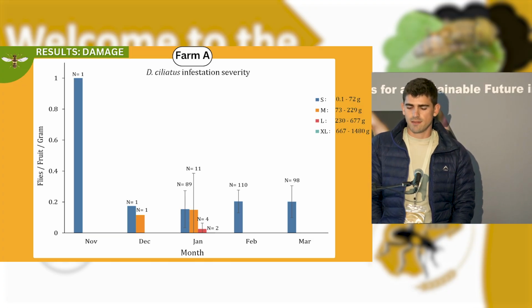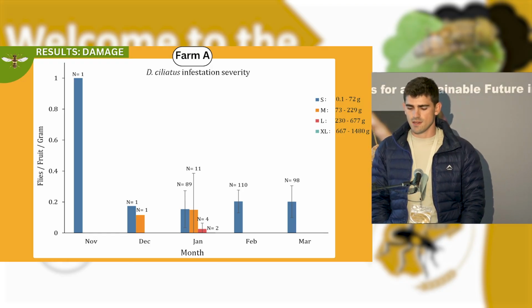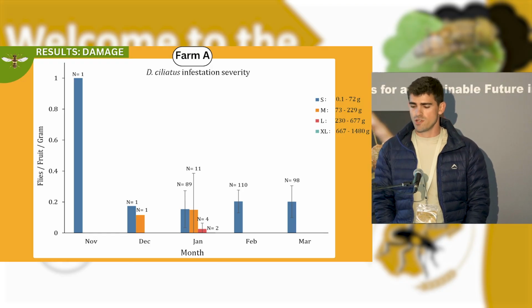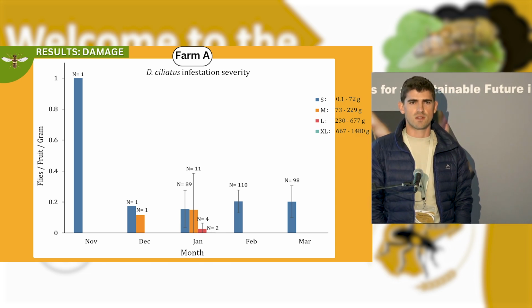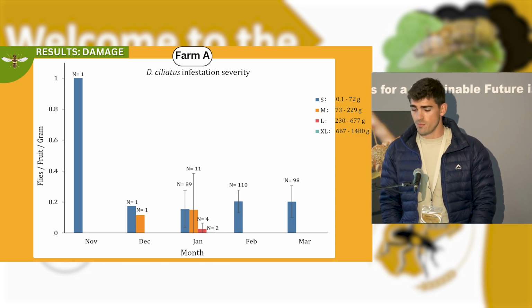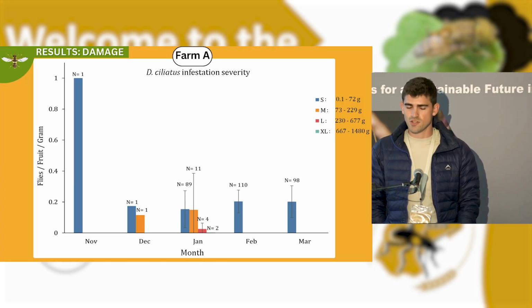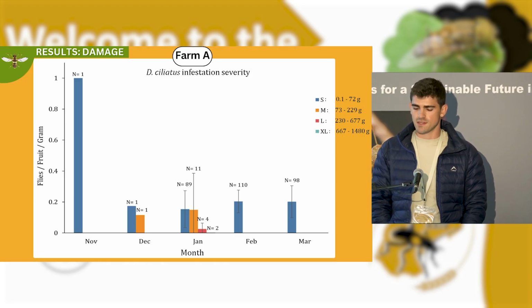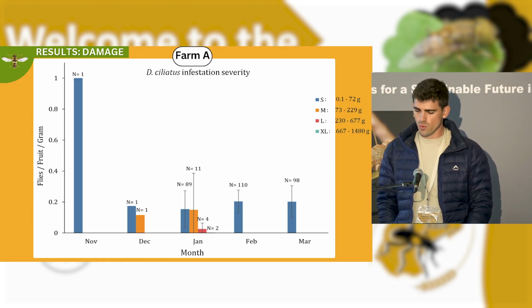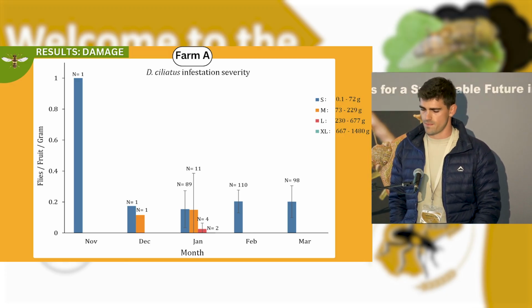Now we're looking at the severity of infestation at Farm A, measured as the number of flies emerging per gram of fruit for each weight class across different months. While the previous slide showed us when and which size classes were most commonly infested, this graph tells us how heavily infested those fruit were and which size class contributed most to overall emergence.